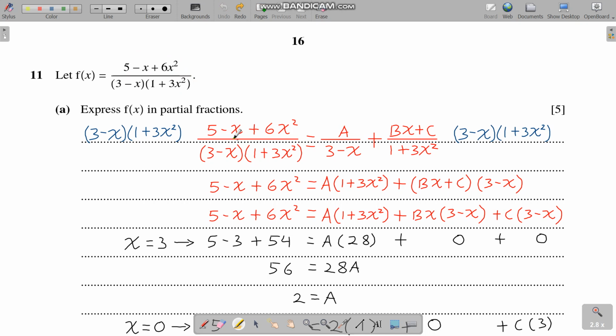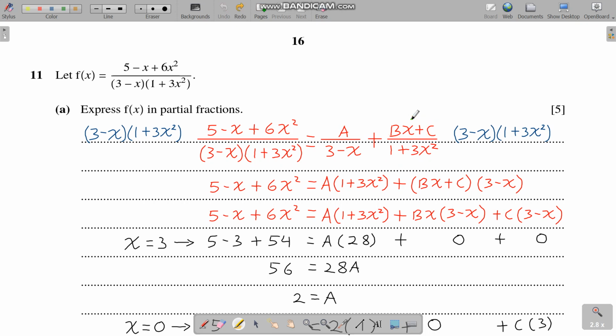So now we need to decide which forms we have to use. We use this form because of 3 minus x, simple linear, and we use this form because of the unfactorizable quadratic. So we have to use something linear here.